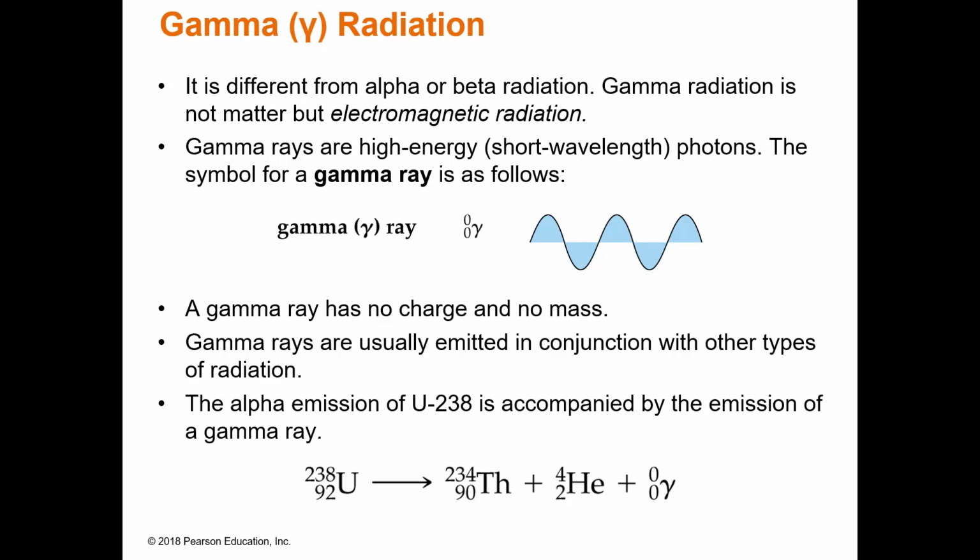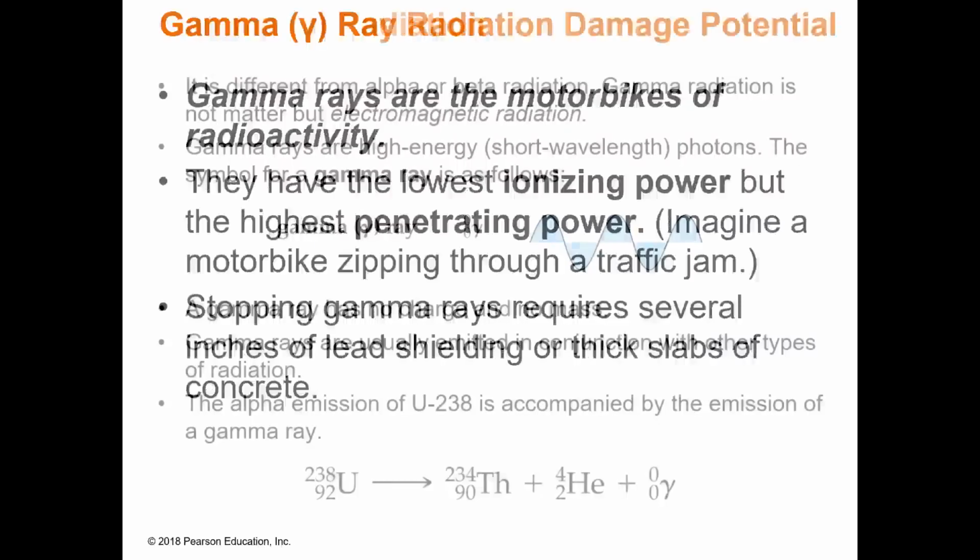These rays have no mass and no charge. That means they can travel long distances and penetrate deep into the body and even through it. In medicine, gamma rays are both helpful and hazardous. They're used in radiation therapy to kill cancer cells, but also require serious shielding.